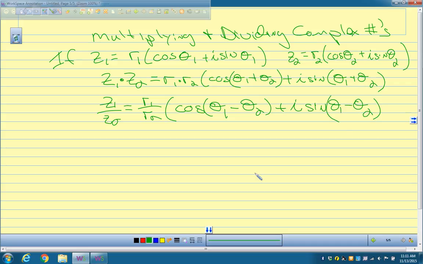Helps to write things down. Helps you remember them, Danny. I know, but like these formulas. So these formulas are good to know.